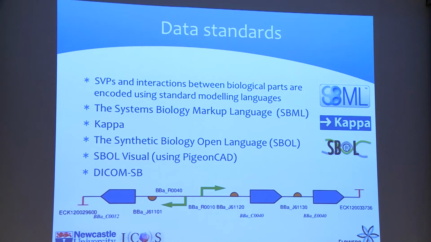Of course, to facilitate these automated workflows, we need data standards. At the moment, the repositories we are using use SBML and Kappa models. SBML is for reaction-based models, and Kappa is for representing rule-based models. And for genetic descriptions of parts, we use SBOL, the Synthetic Biology Open Language.